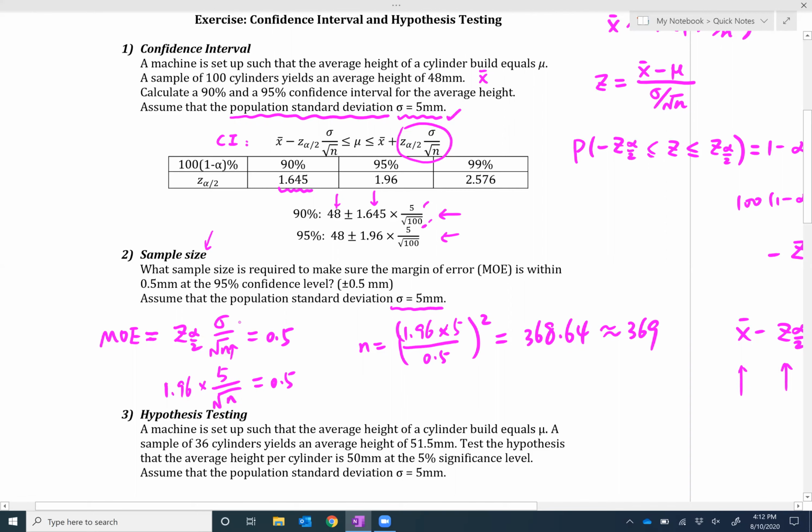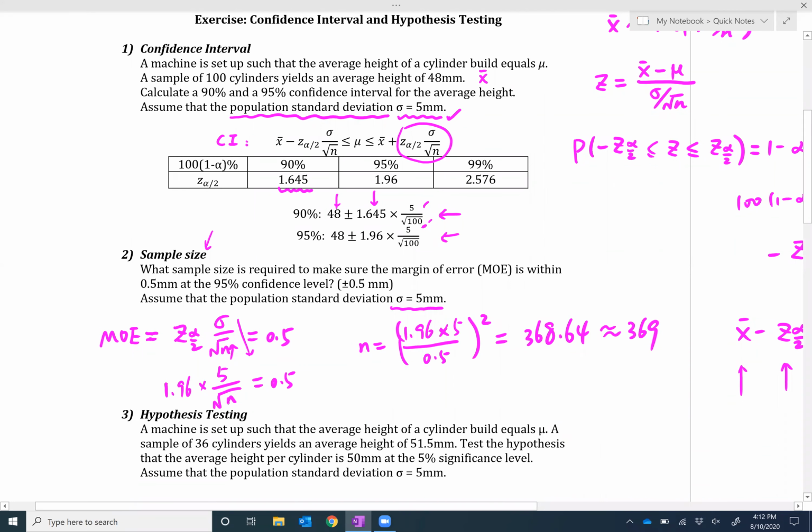If you increase n, this will get smaller. That means margin of error will get smaller. That means the more data you have, the smaller the margin of error you will have. So that's why people always want more data when they are trying to solve the problem.